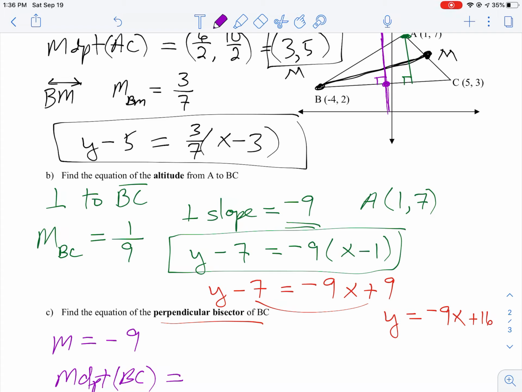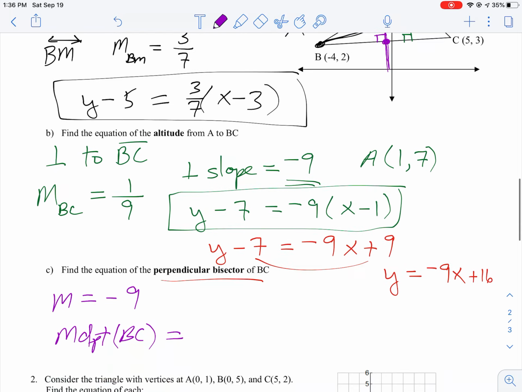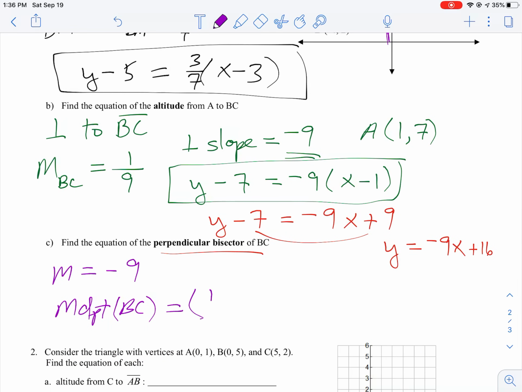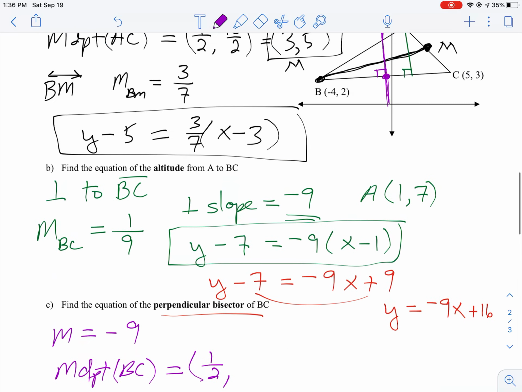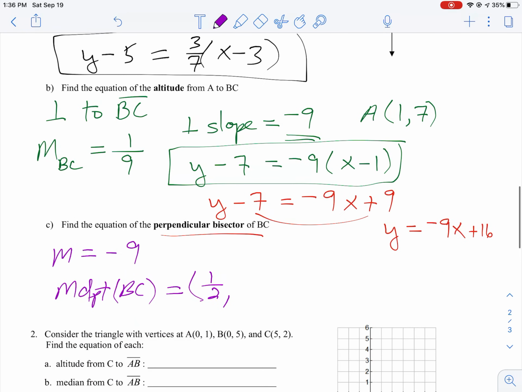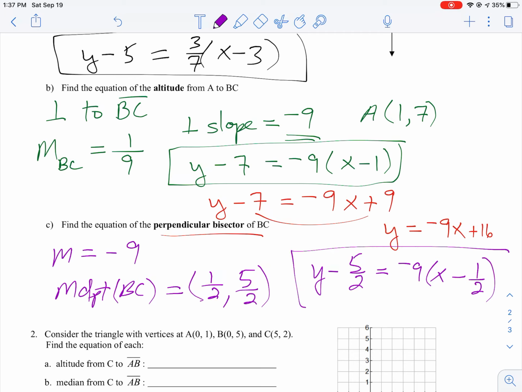So this is not a nice midpoint. Adding 5 and -4 is 1 over 2. And adding 3 and 2 is 5 over 2. So I just use points B and C to find the midpoint of BC. And now I'm good. I have the slope, I have a point, so let's write it in point slope form unless it tells me I have to do a different form. So here's my point slope form final answer for part C.